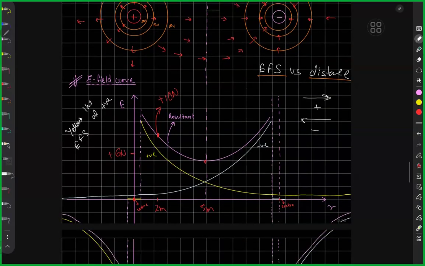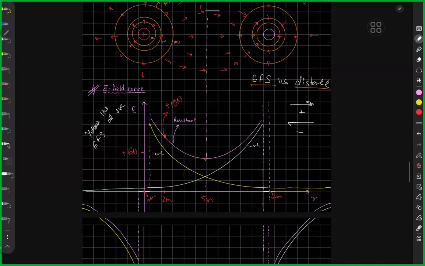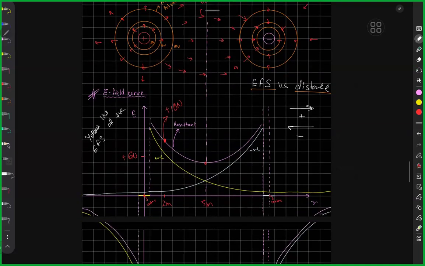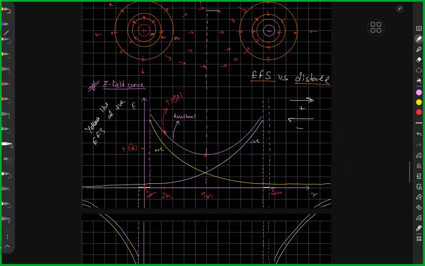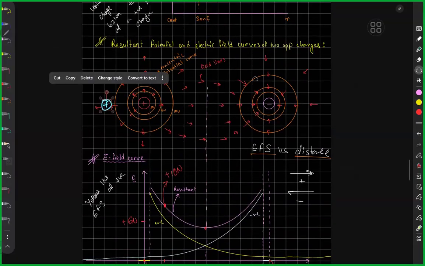Now, why is it negative on the left side of the positive charge? Because if you have a positive charge over here, okay, granted there's a negative charge over here, no worries.